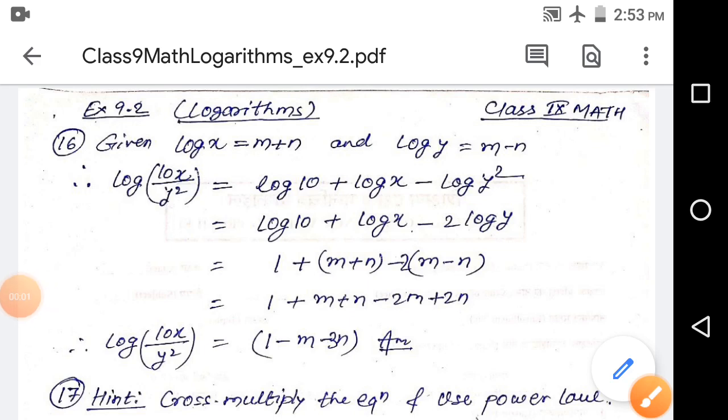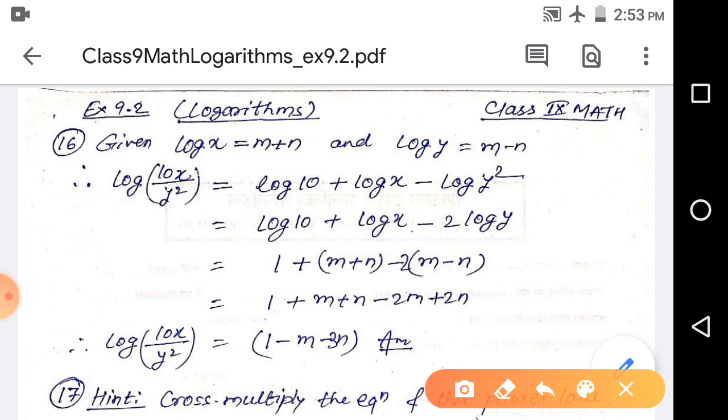Good morning, students. Here we will continue the exercise 9.2 of the chapter logarithm for class 9. We are starting with question number 16. These are some different types of questions and we have to use different ideas to solve this.